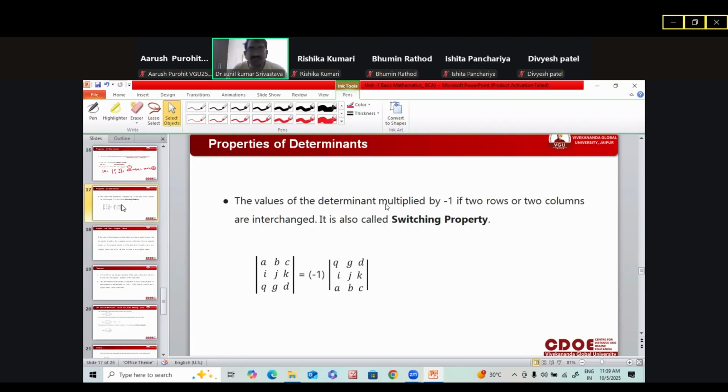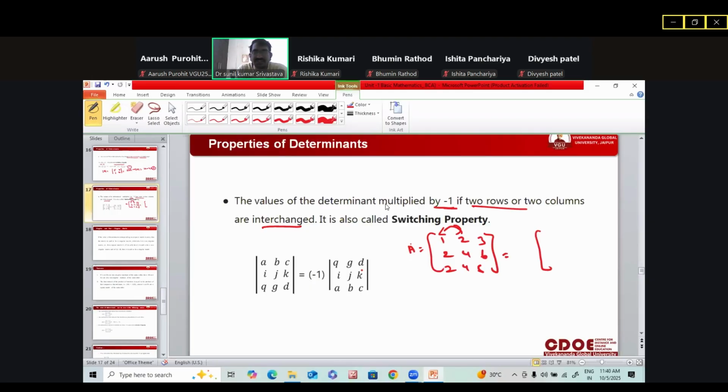Now we have the switching property. What is the meaning of the switching property? This property is very useful for calculating the value of the determinant, and it is most important. The value of the determinant is multiplied by minus 1 if two rows or two columns are interchanged. Suppose we have a determinant with rows 1, 2, 3, then 4, 1, 2, and 4, 2, 4, 6. If we write this determinant by changing the second column to the first place and the first to the second, it is multiplied by the sign.